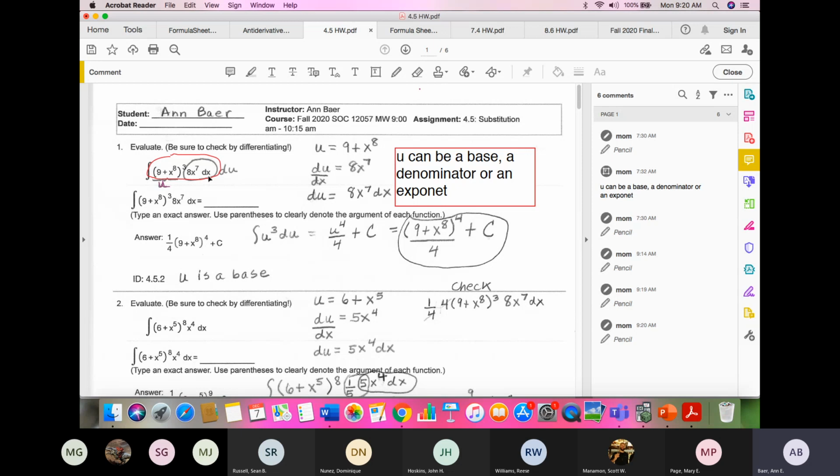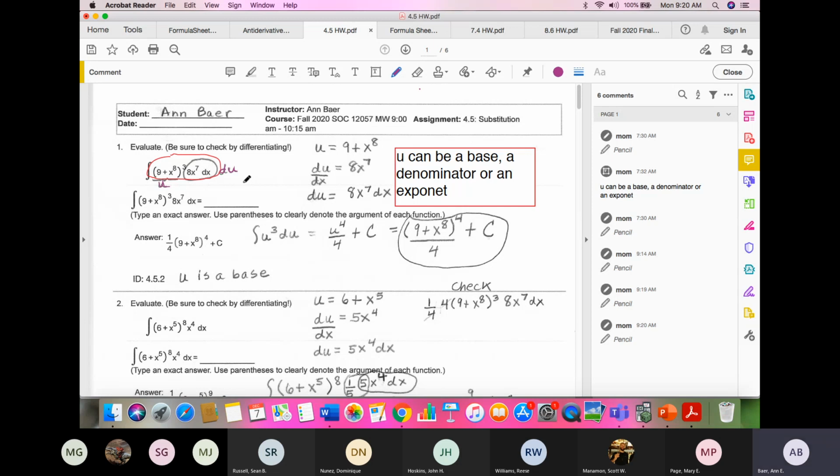Well, this is what we have here, 8x to the 7th dx. So all of this inside here is just our du. So this is our du now. We found du. We've got our du. And I wanted to write them in purple so you could see better.